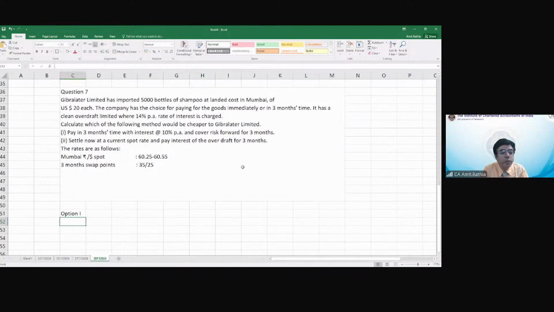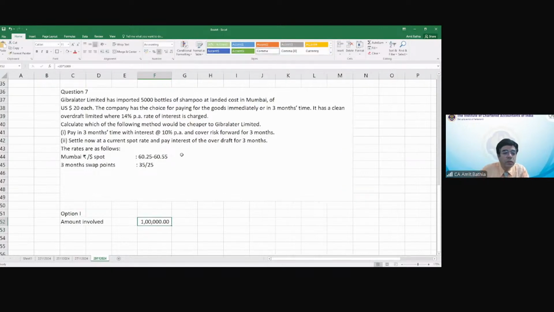How much is he required to pay? What is the amount involved? It is $20 into 5,000. Am I right? So that becomes $1 lakh. So what Gibraltar Limited is required to pay is 1 lakh US dollars.